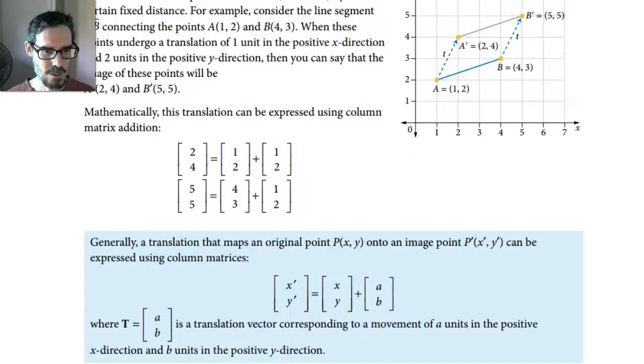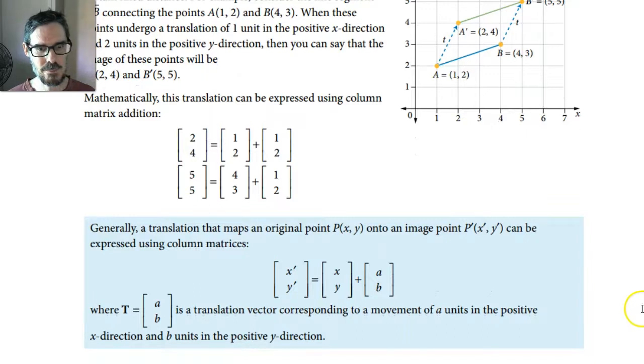More generally, we would write it like this. We take x, y, and we add a, b onto it, add some coordinates, a and b, to get the new position x dashed, y dashed, or x prime, y prime. People say there's different ways. Technically, that's called a prime symbol, x prime, y prime.